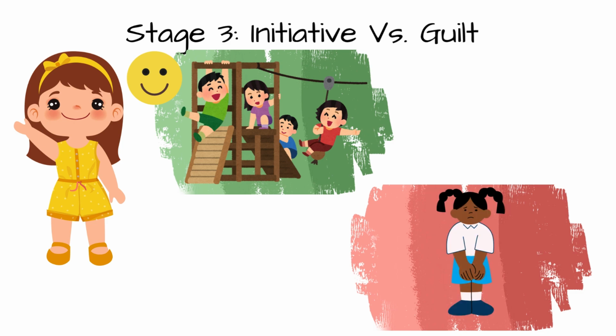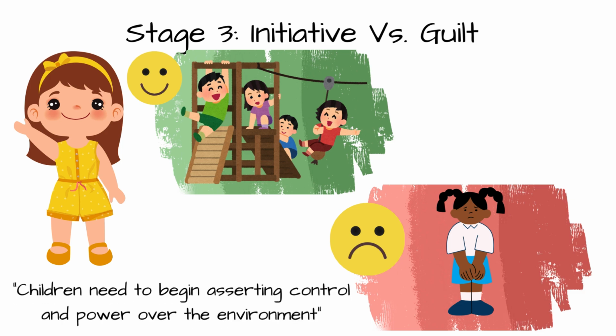The major theme of the third stage of psychological development is that children need to begin asserting control and power over the environment. Success in this stage leads to a sense of purpose. Children who try to exert too much power experience disapproval, resulting in a sense of guilt. When an ideal balance of individual initiative and a willingness to work with others is achieved, the ego quality known as purpose emerges.